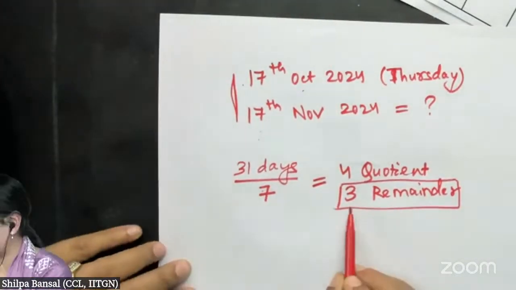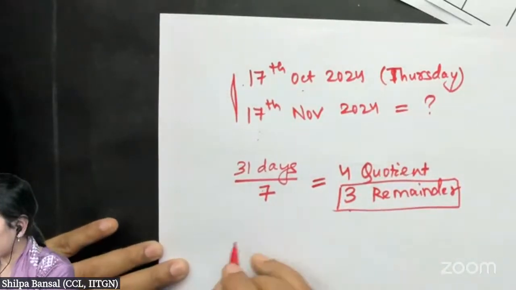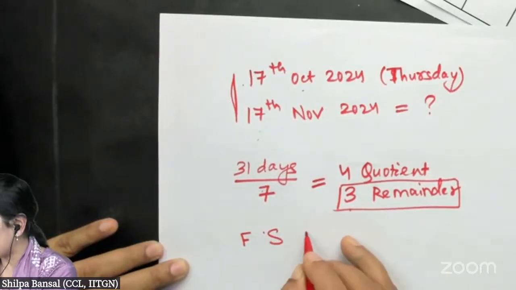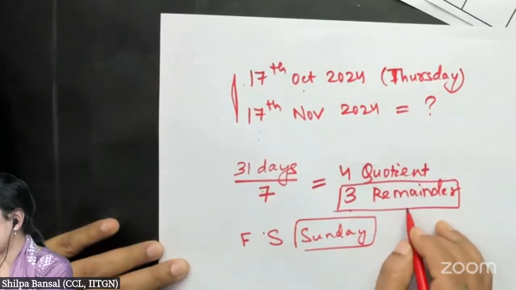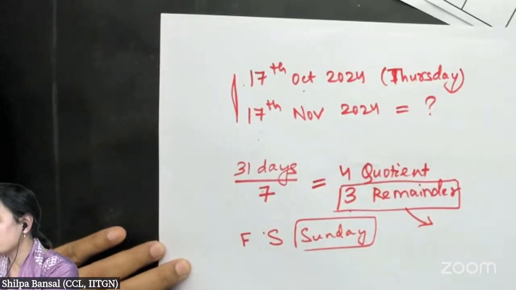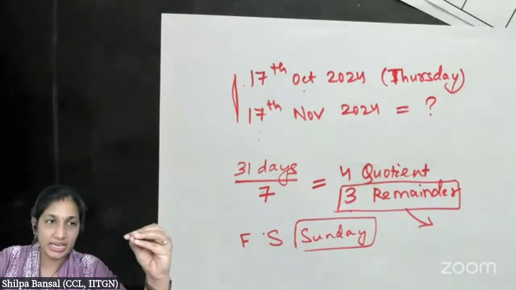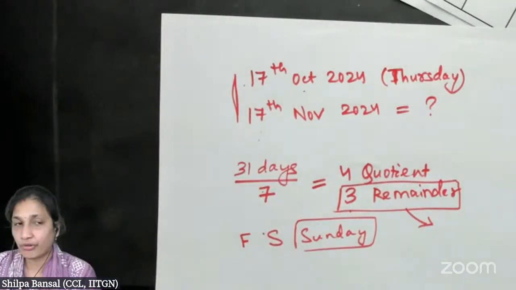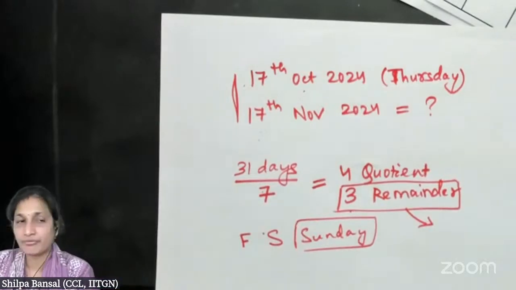Now we need 3. So we will go 3 days ahead of Thursday. After Thursday we go to Friday, Saturday and then Sunday. So Sunday is the answer. Whichever difference I'm asking, you find the difference and divide it by 7. Whatever is the remainder, you move that many days ahead.